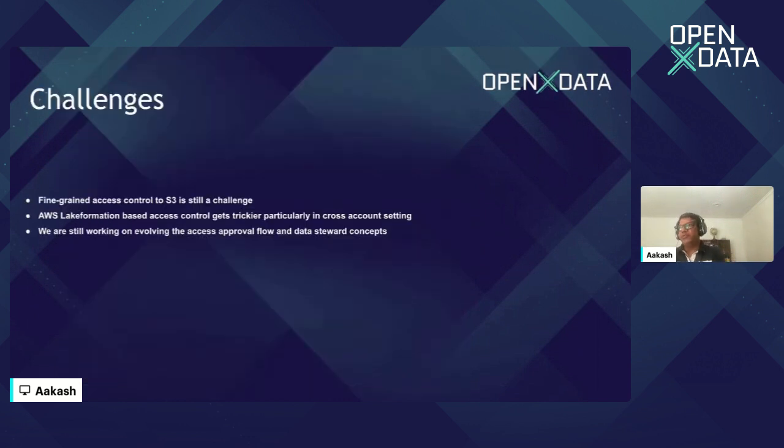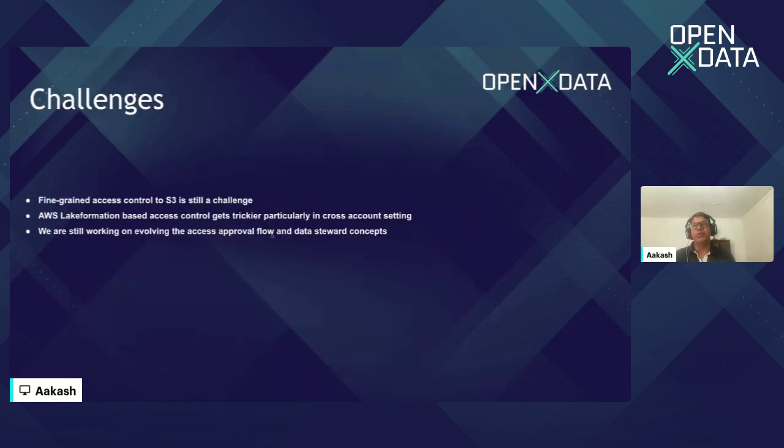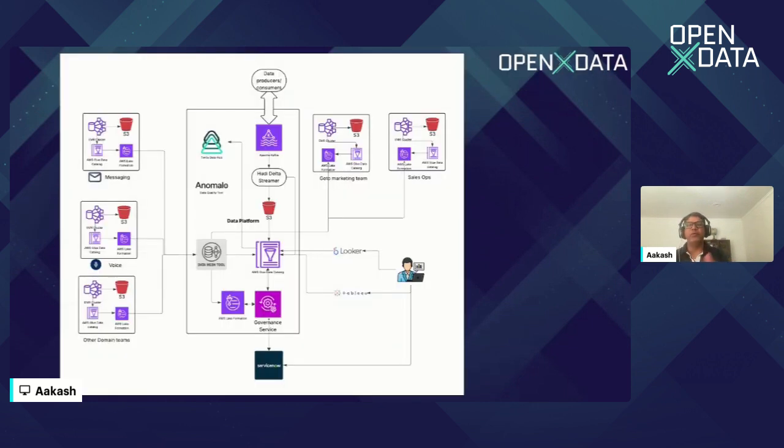Some of the challenges we had here: fine-grained access control on S3 is still a big problem. Some of the tools AWS provides help, but still there are a lot of vending APIs and all that goes into it. So cross account becomes a big problem even with Lake Formation. And we are still working on something with the approval flow and all there.